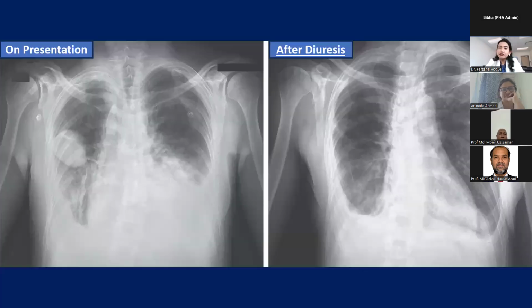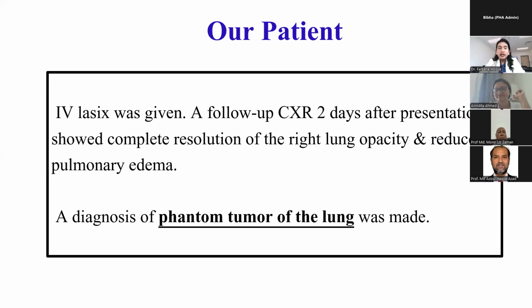So let's see what happened with our patient. As you can see, this is the chest X-ray on presentation with the right lung opacity. And after diagnosing, on the right-hand side is the patient's repeat chest X-ray. The right lung opacity is completely gone. So what is the diagnosis here? This patient, after getting IV Lasix, had a chest X-ray that showed resolution.